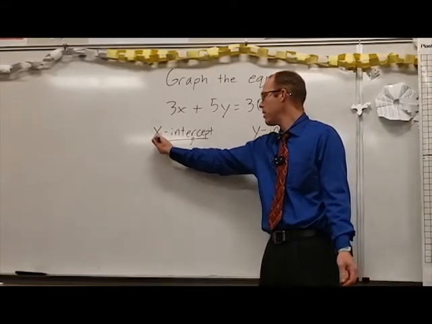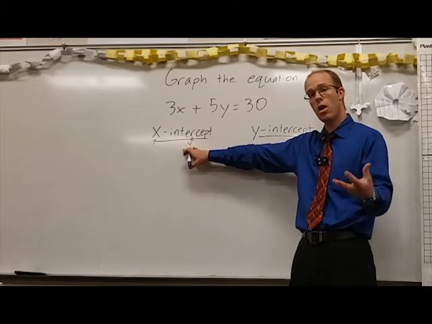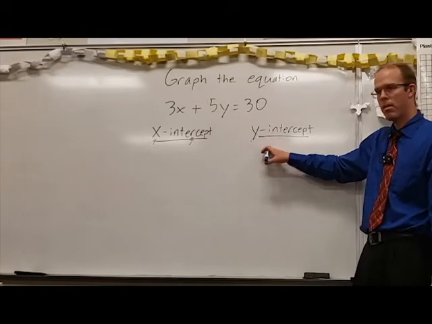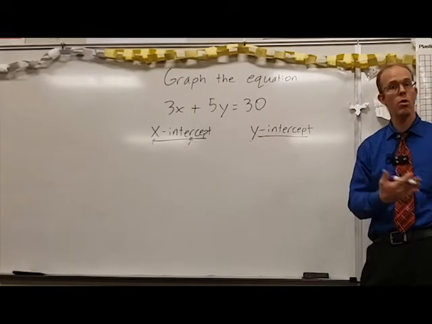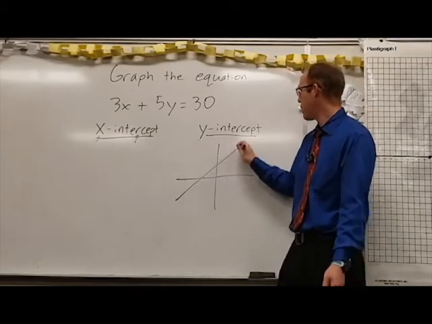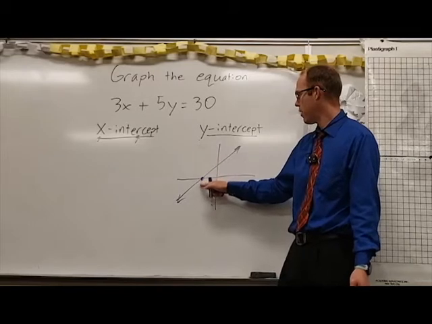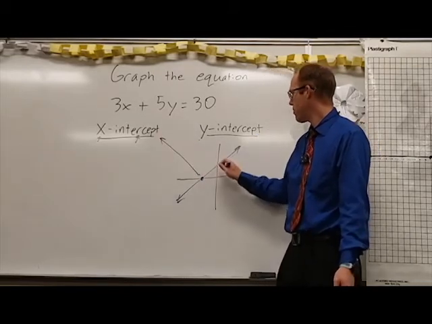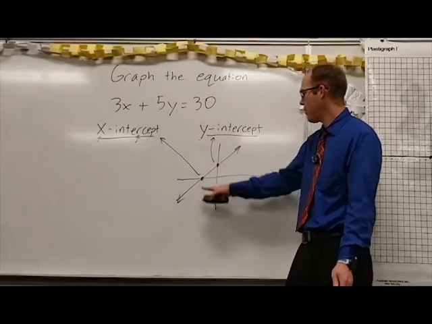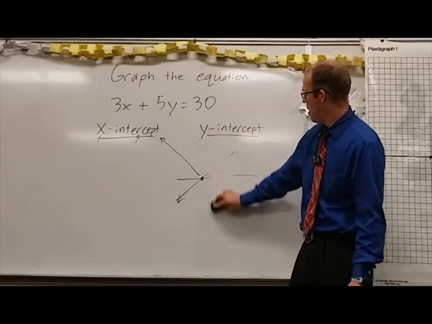The x means the x-axis, so this is where you come into contact or cross the x-axis with your graph. Similarly, the y-intercept is where you come into contact or cross the y-axis with your graph. So if I was to draw a graph with a line right here, we can see it crosses the x-axis there. That would be our x-intercept, and it crosses the y-axis there. That would be our y-intercept. And if we know two of the points for a line, we can graph the rest of it.